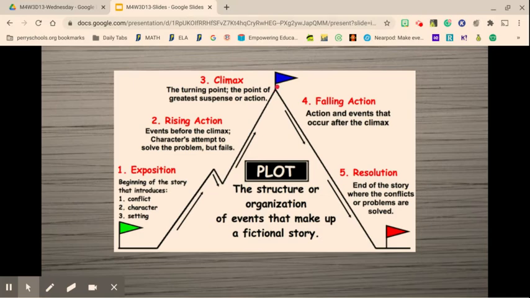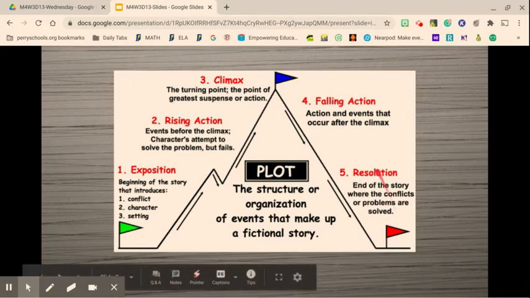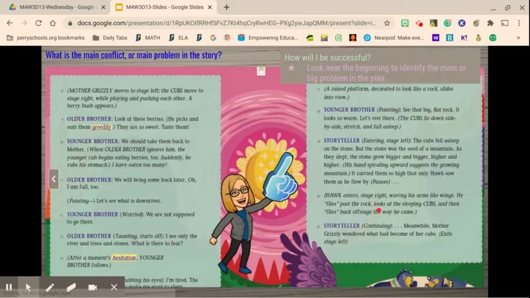Once you get to the top of the mountain, you have to come back down, kind of like in our story, and we have this falling action. The action and the events that occur after the climax are the falling action. So the events are coming back down, and we're looking toward that resolution or the end of the story where the conflict or the problems are solved. So we have resolution or the solution. We use both of those at the same time, or conclusion.